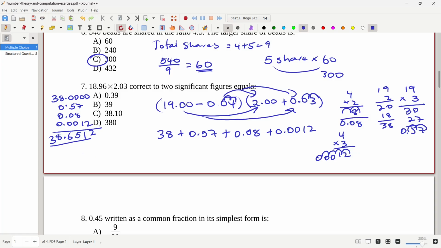Rounding off to 2 significant figures. So I count 1, 2 significant figures. This is my cutoff point here. This number here is greater than 5, it fits the condition, greater than or equal to 5. So I add 1 to this, and I will get 39. So my answer is B.